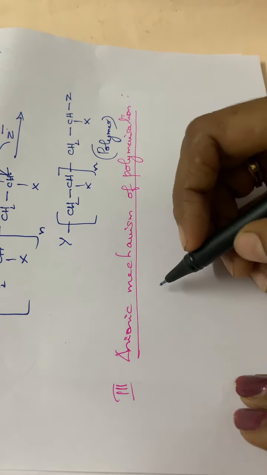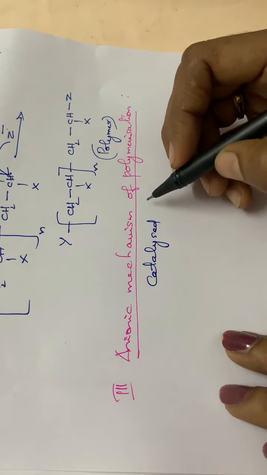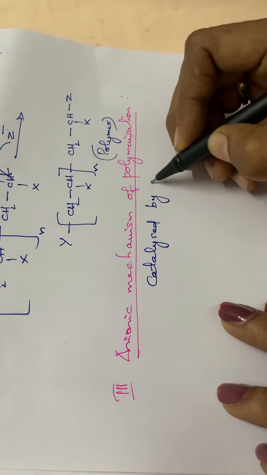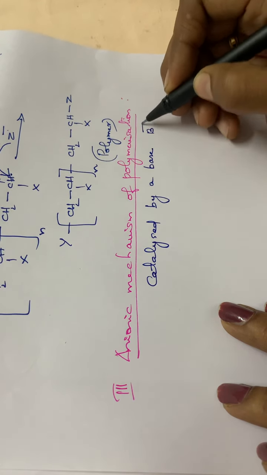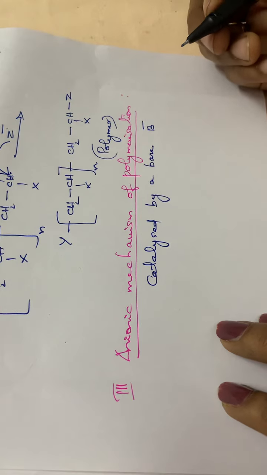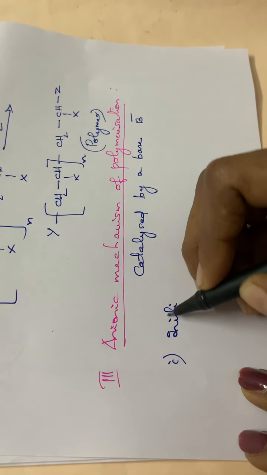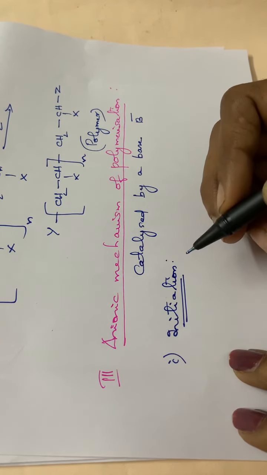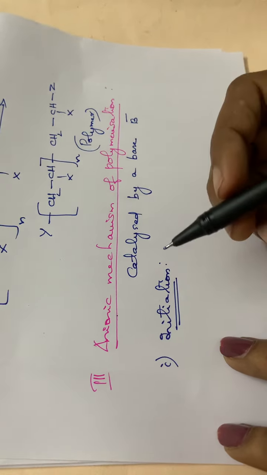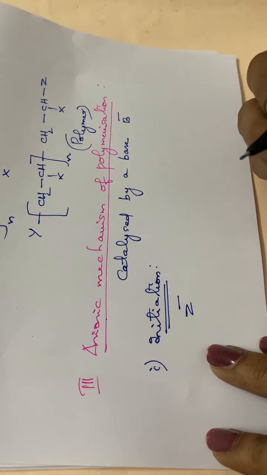Here the catalyst used in this reaction will be a base, catalyzed by a base. So let the base be B minus. The first step is the initiation. An anion will be attacking the unsaturated compound, isn't it? Since it is an anionic mechanism, an anion will be attacking. So let the anion be Z minus.